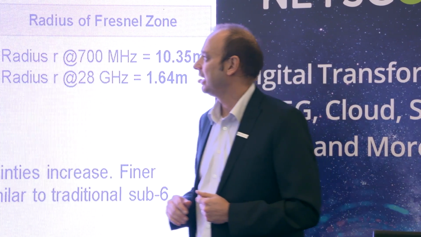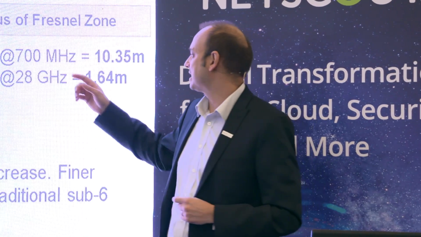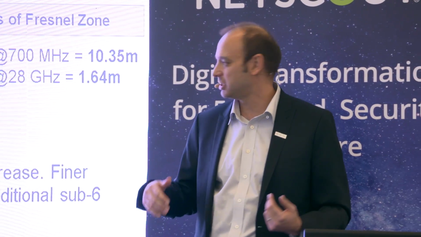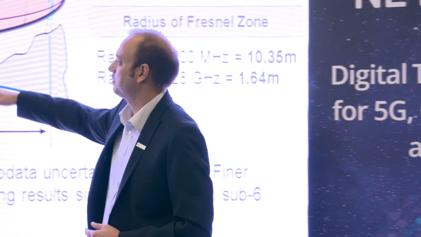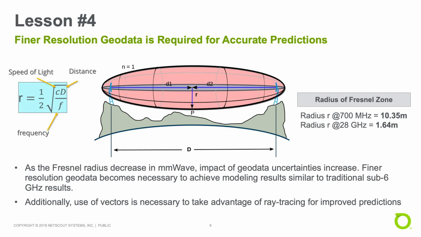If you're looking at a system that is a kilometer apart, in 700 megahertz in our traditional frequencies, the Fresnel zone radius, which represents the thickness of this level here, used to be about 10 meters. Now, in millimeter wave cases, that is down to 1.6 meters. So if I have to do an analogy, in the sub 6 gigahertz frequencies, it's kind of like having a spotlight that illuminates an area. In the case of millimeter wave, it's more like a laser pointer going in a direction.